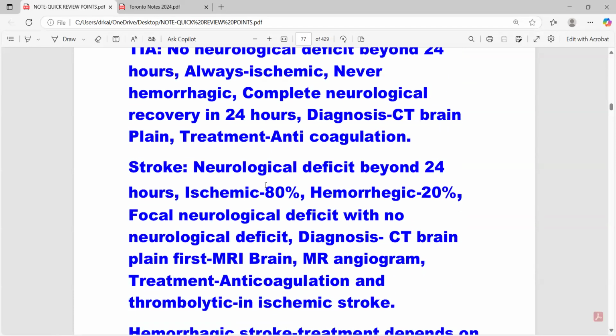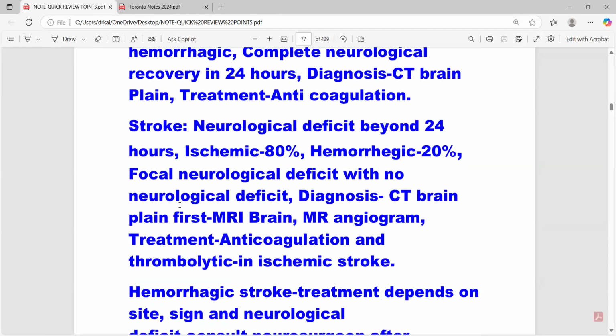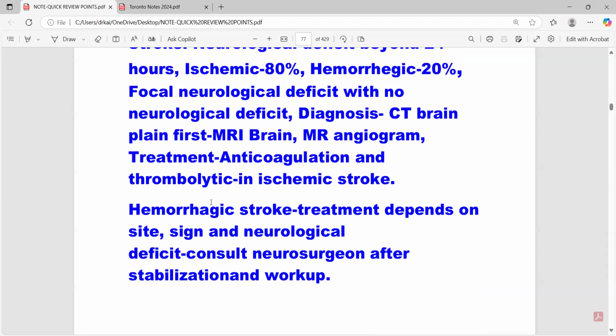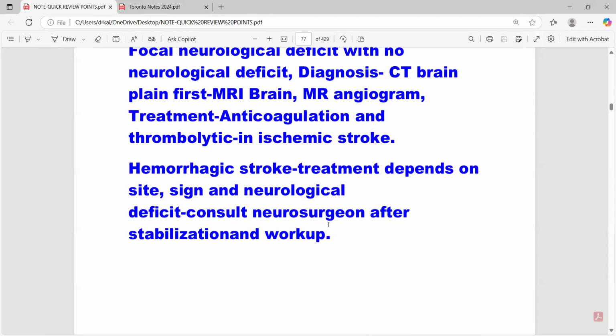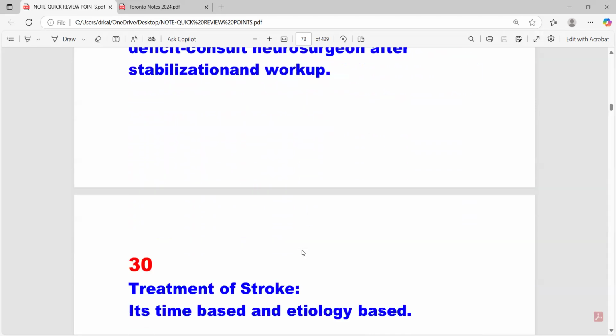Now comes the stroke, where 80% is ischemic and the rest is hemorrhagic. What are the features? Focal neurological deficit that persists. Then diagnosis is a CT scan without contrast, plain first as first line, and then going for MRI when you don't find anything on CT scan. Then anticoagulation and thrombolytics in ischemic stroke. Hemorrhagic stroke treatment depends on the site, size, and neurological deficit. Consult the neurosurgeon after stabilization and workup.